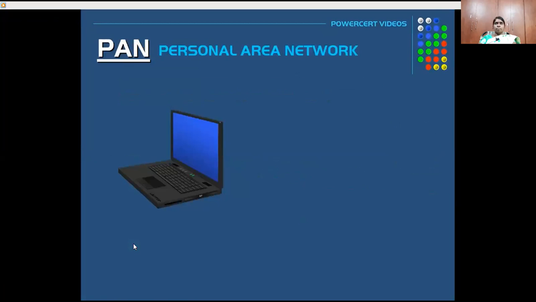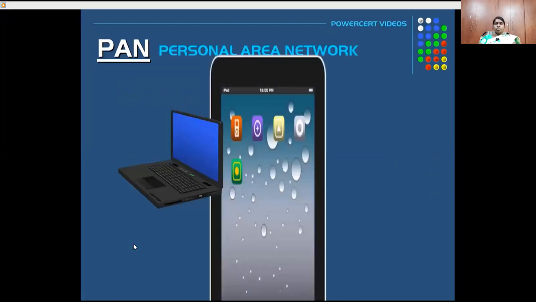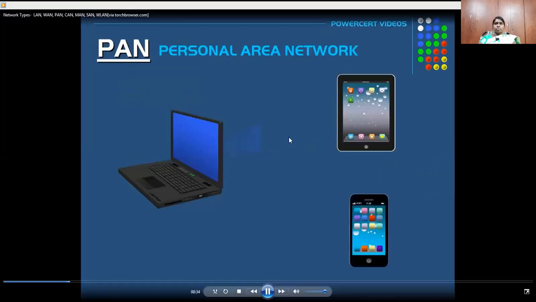So let's first talk about a PAN. PAN stands for Personal Area Network. Now this is a type of network that is used on a personal level.